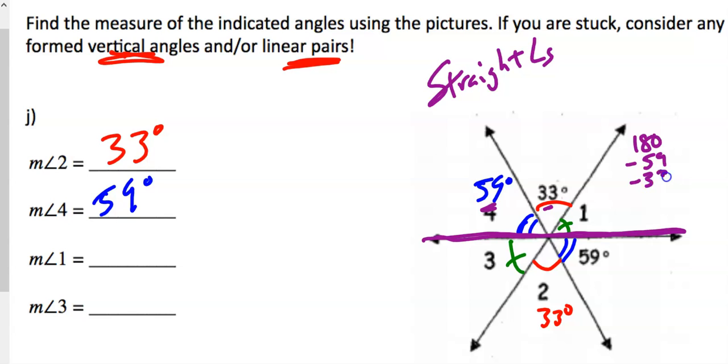minus 33, and again I can simply use my calculator for that, 180 minus 59 minus 33, that gives me 88. So angle 1 is going to be 88 degrees, which is also vertical and congruent to angle 3. So that's also 88 degrees. So again, I'm really using my knowledge of vertical angles and linear pairs, which are really straight angles, to fill in this diagram.